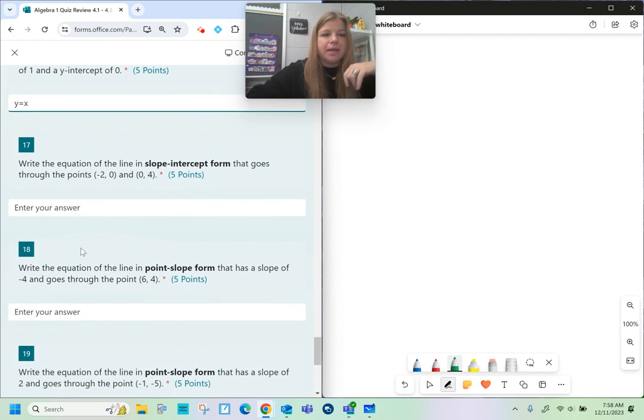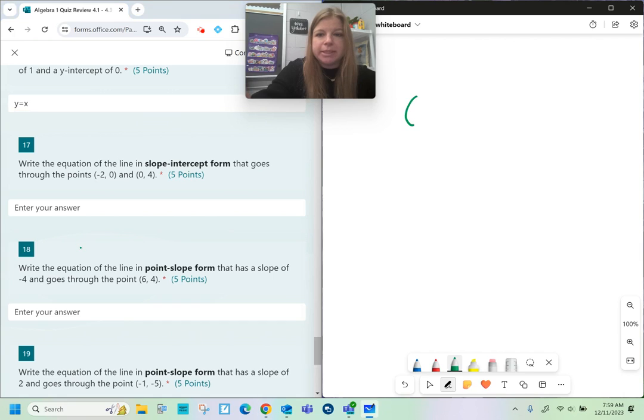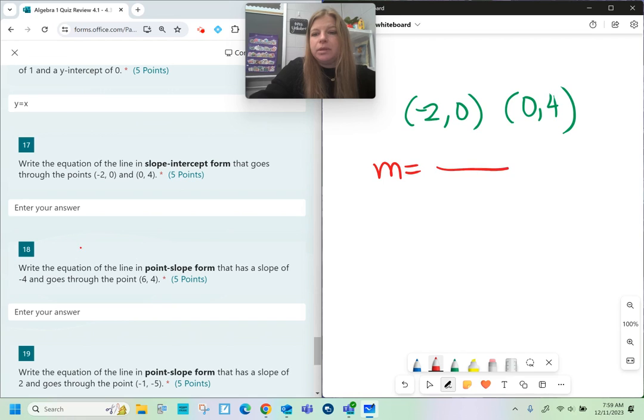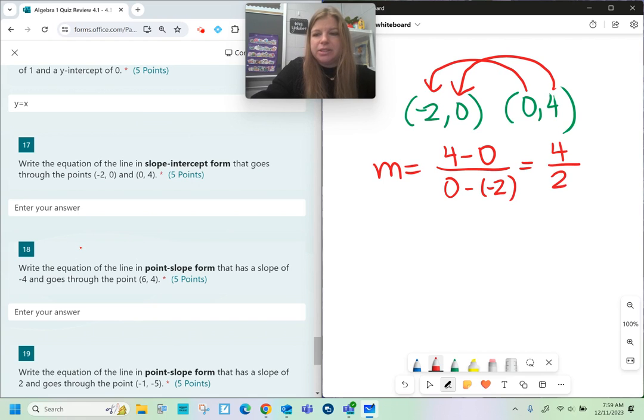Those were quick. Number 17, write the equation of the line in slope-intercept form that goes through the points negative 2, 0, and 0, 4. So this is more practice from that skill up top. I need to first figure out my slope. So I would do 4 minus 0 over 0 minus negative 2. 4 minus 0 is 4. 0 minus negative 2 is 2. And I end up getting a slope of 2.